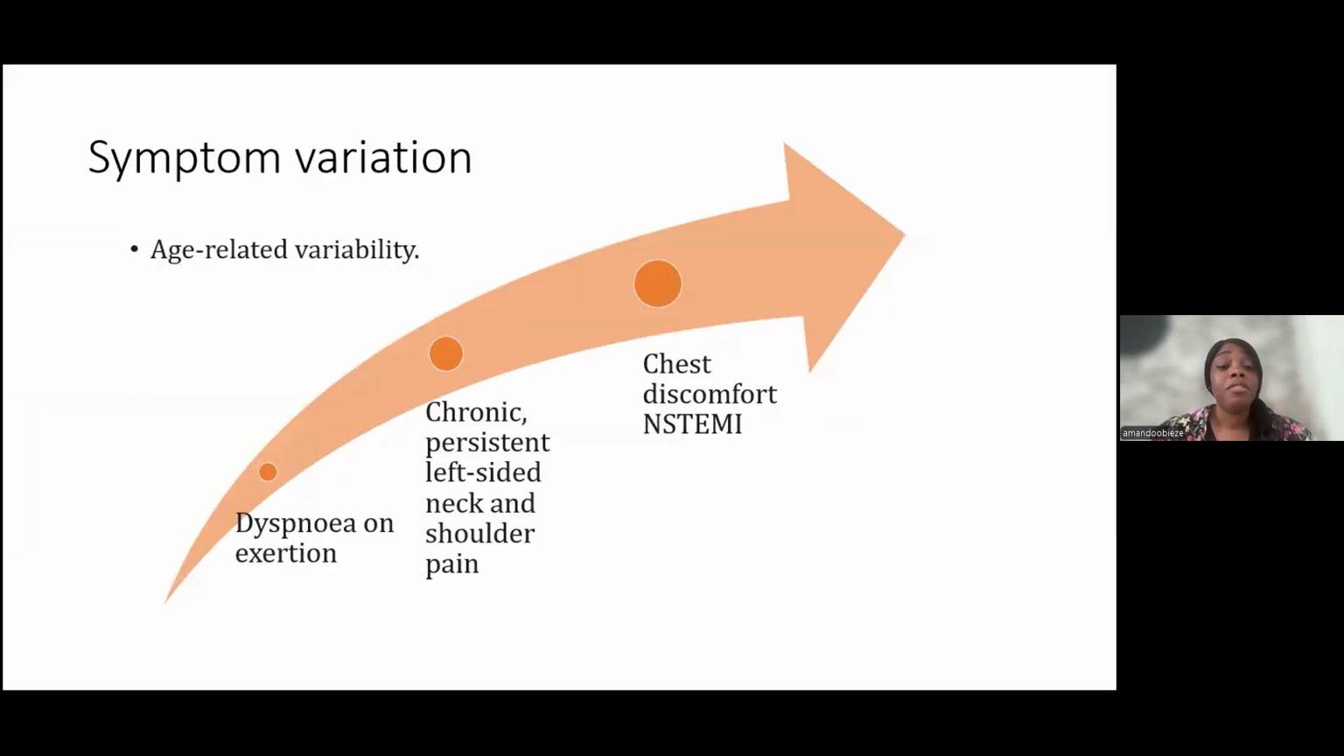And then we're talking about the variation. 14 years ago, he was diagnosed with CAD because he was having dyspnea on exertion. Then he had a 1-year history of chronic left-sided neck and shoulder pain. And then he had chest discomfort that heralded the discovery of the NSTEMI. So that shows that even though he's had CAD, the symptoms have changed, and that means that patients need to be reassessed intermittently for their symptoms. Next, please.